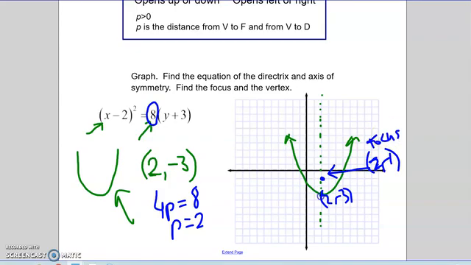And then from the vertex, I'm going to go 2 down, and that's going to be one of the points on the directrix. So 2 down is at -5, so y equals -5. That is my directrix for this problem.